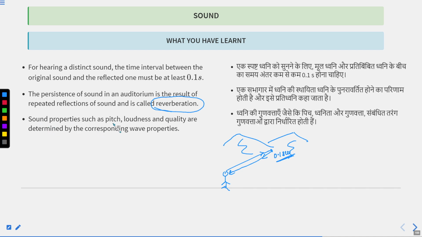Sound properties such as pitch, loudness, and quality determine the corresponding wave property. First of all, pitch. Pitch is the consequence of frequency. Higher the frequency, higher will be the pitch. Loudness is from amplitude. Higher the amplitude, louder will be the sound. And the third factor, quality. Quality of sound helps us to distinguish between two different sounds if both have the same pitch and same loudness.